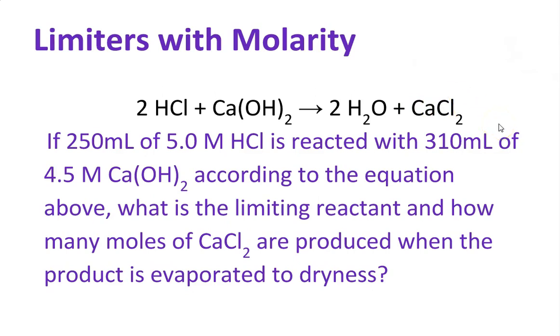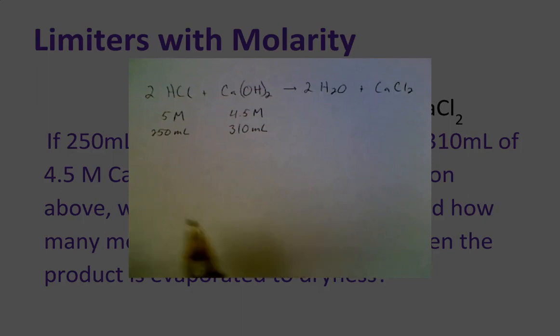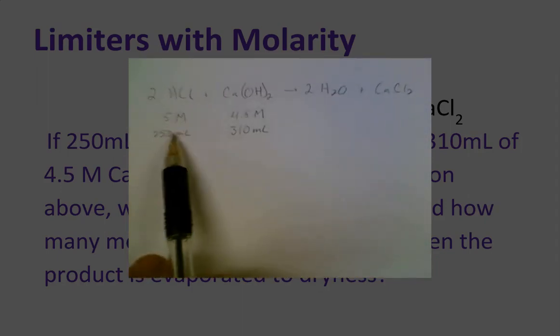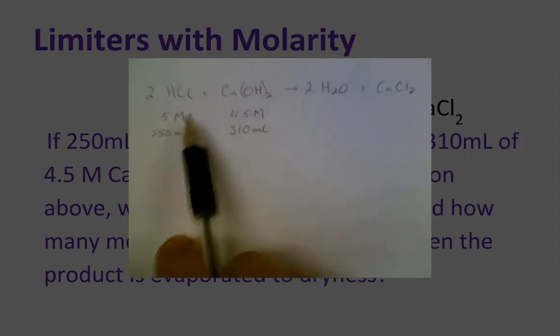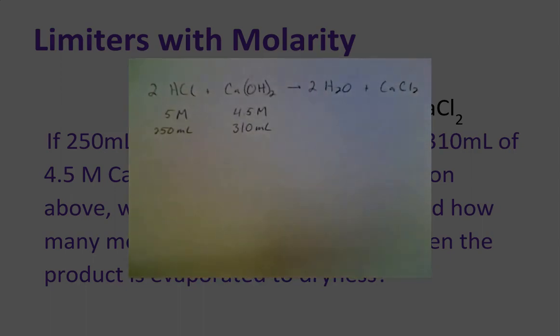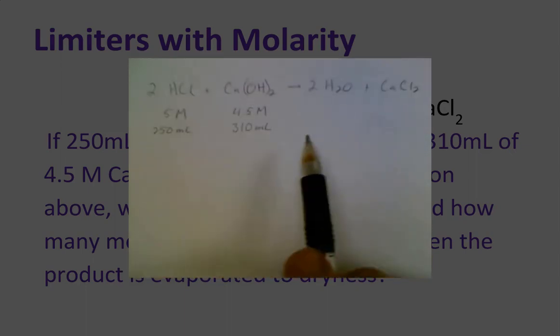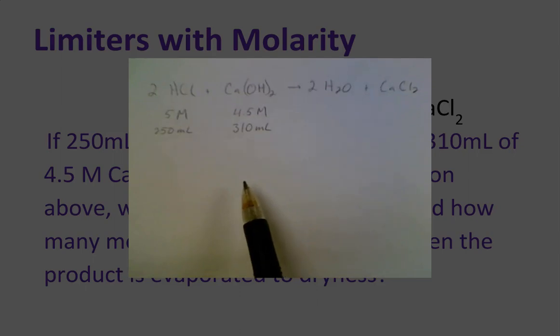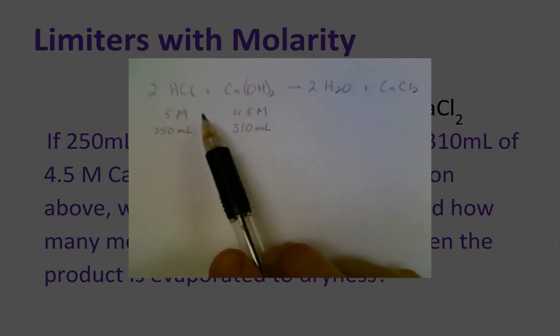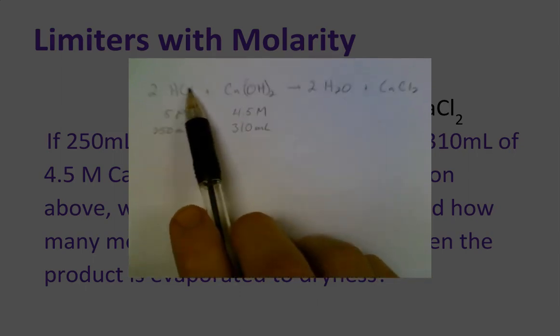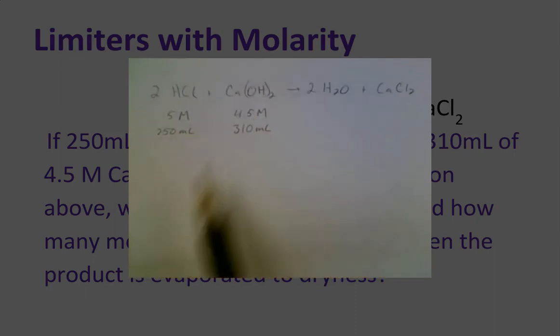Let's jump to paper again so we can go through this. All right, so I rewrote the equation, and I like to write the numbers that we're given underneath each reactant to keep myself organized and keep track of what I'm doing. We're trying to figure out how much product we can make. I'm going to do this two different ways, just to show you two different methods. Remember that it's a limiting reactant problem, so we're going to have to calculate how much product this makes and how much product this makes separately.